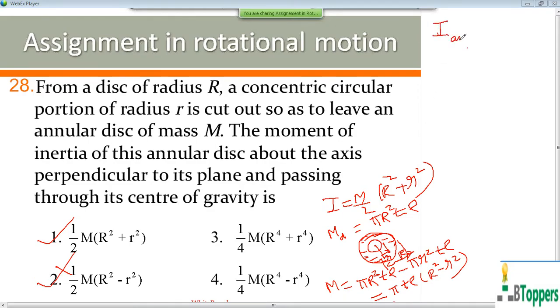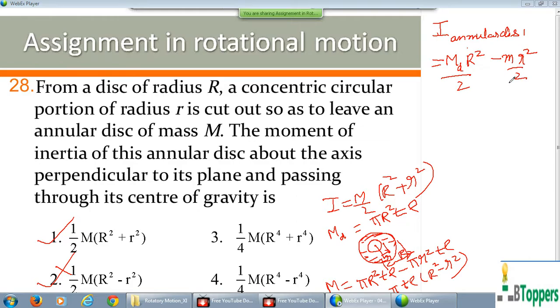So the moment of inertia of the remaining disk, or annular disk, is equal to the moment of inertia of the whole disk without any cut, that is, the mass of the original disk into R square by 2, minus the moment of inertia of the smaller disk removed. Mass of the smaller disk removed, let us denote by small m, into r square by 2.